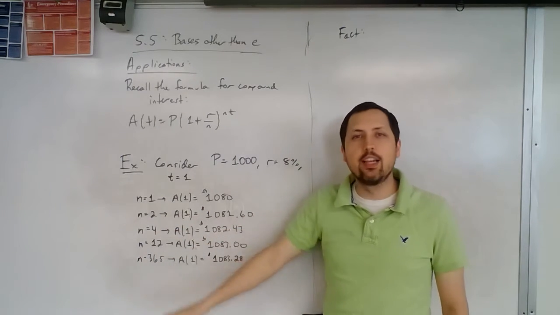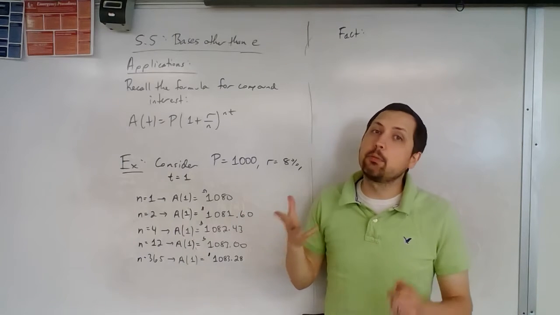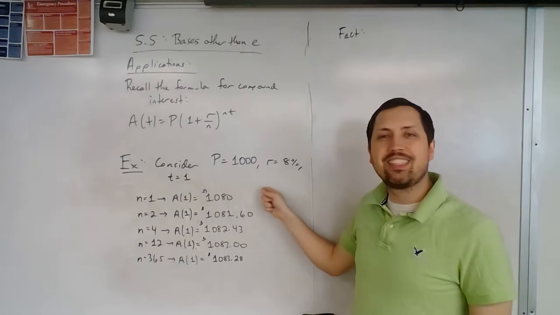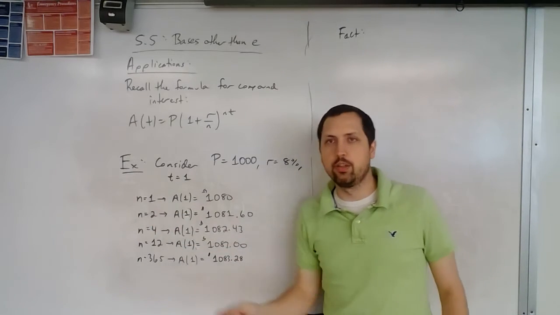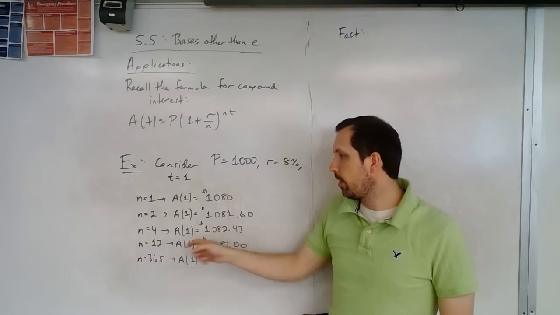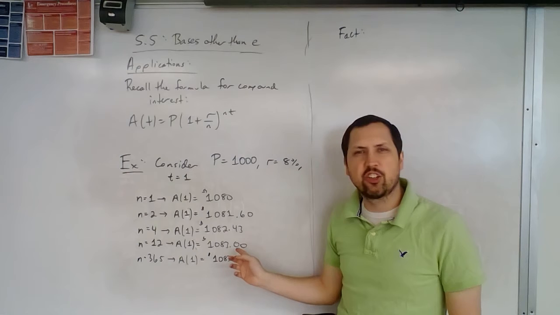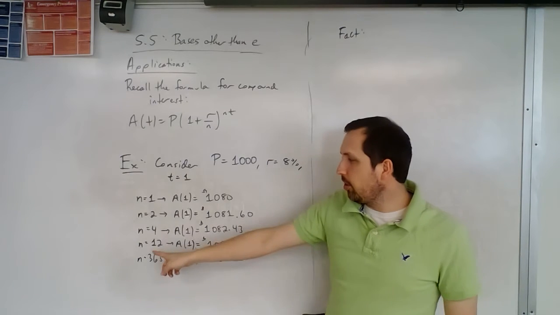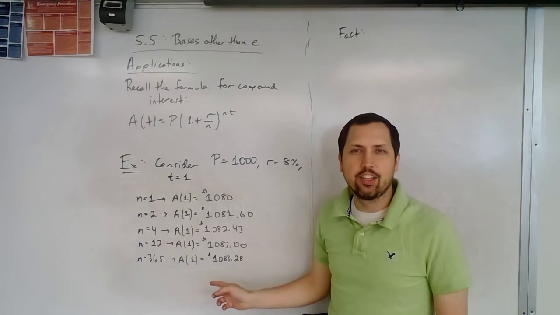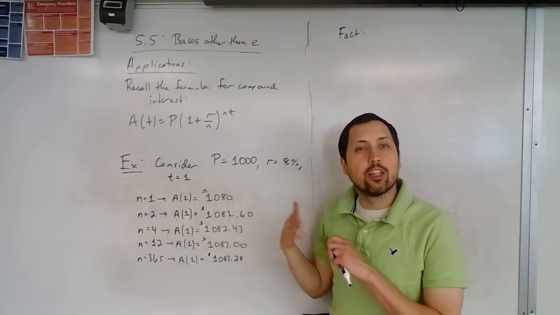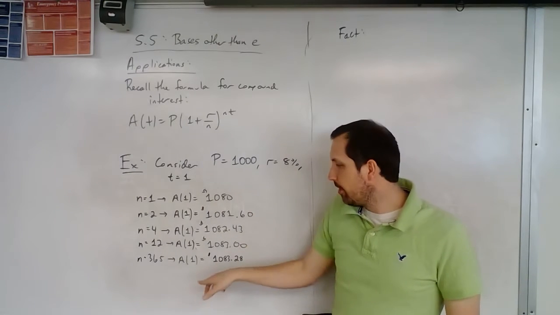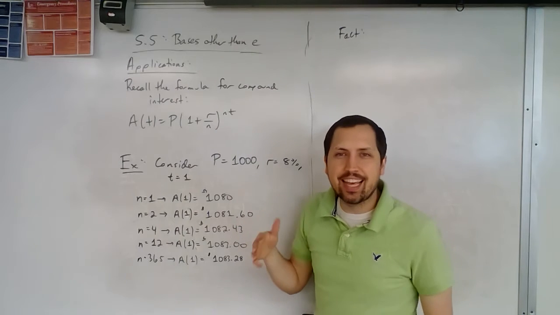Now notice what's going on with these numbers. As n increases, I get a little bit more money, not substantially more, but at least a little bit more. The jump from 1 to 2 is $1.60, but from 2 to 4, all I get is an extra 83 cents. From 4 to 12, an extra 57 cents. And even with this huge jump from 12 to 365, all I'm getting is an extra 28 cents. So it seems like I don't always get a lot more money. It seems to be approaching some type of maximum amount.